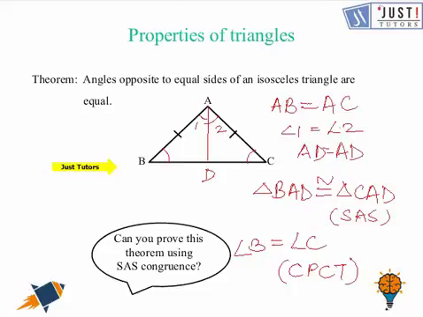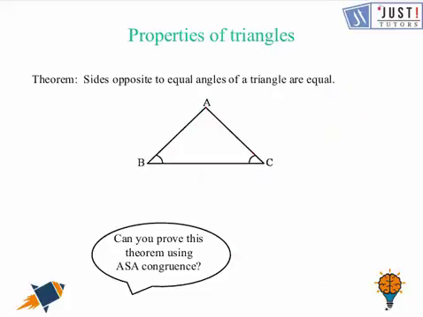Hence we have proved that angles opposite to equal sides of an isosceles triangle are equal. Now let's see what is the next property. The next property is that sides opposite to equal angles of a triangle are equal. So let's prove this as well. Here we are given that angle B equals angle C and we have to prove that AB equals AC. So let's bring the ASA congruence rule in use here.